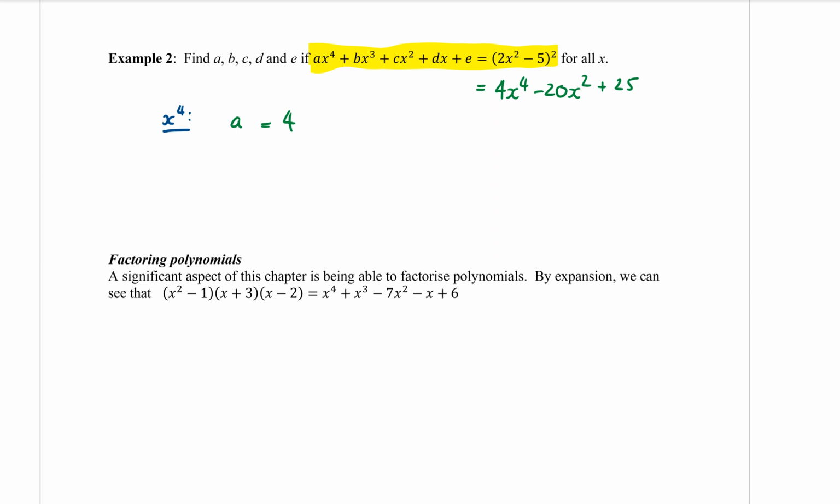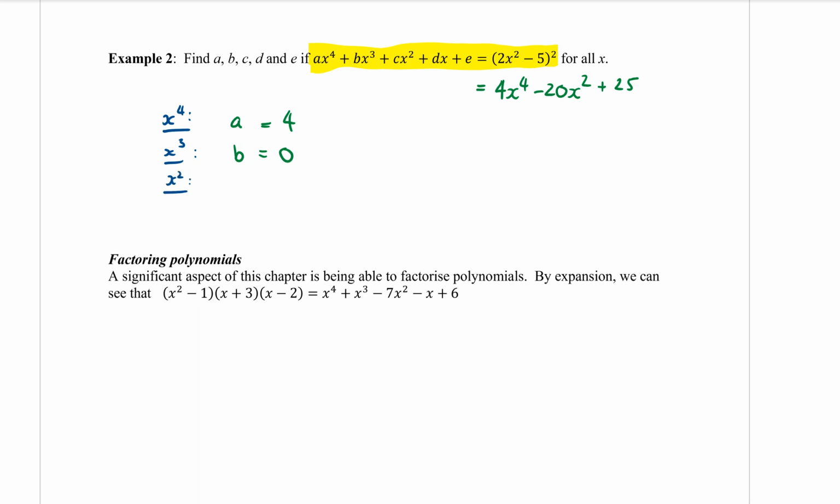Then let's have a look at our next power. Let's look at our x cubes. On the left-hand side, it is a b. And on the right-hand side, where's my x cubed? There isn't one, which means it would be 0. Correct. Let's look at our x squareds.